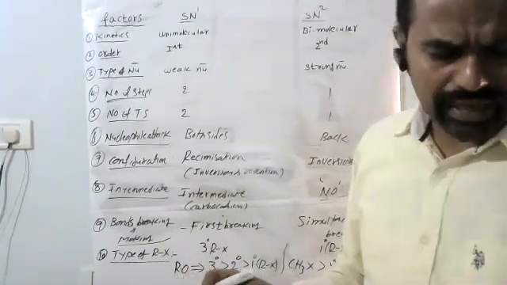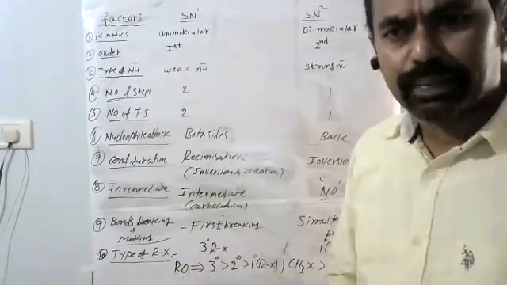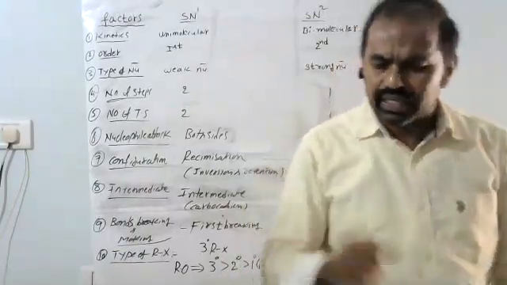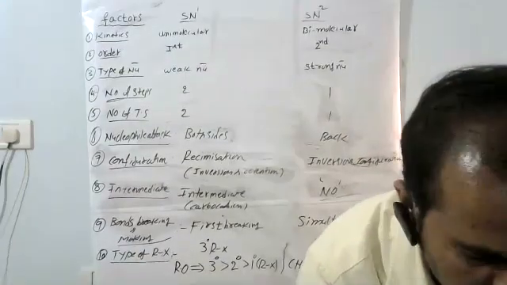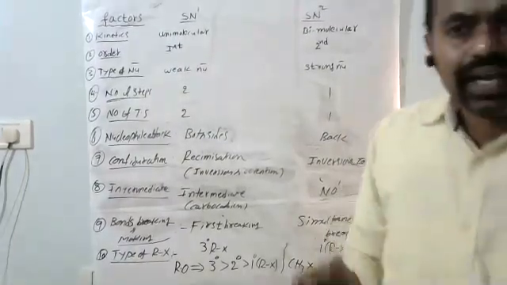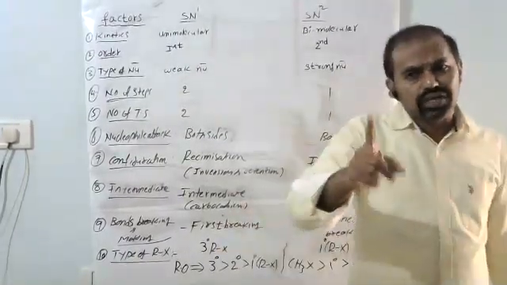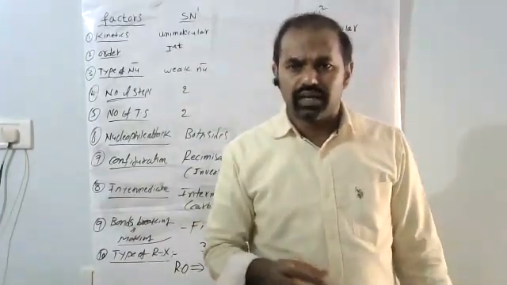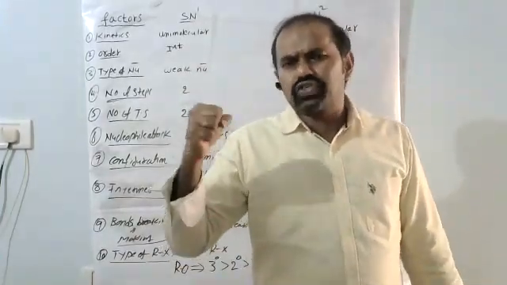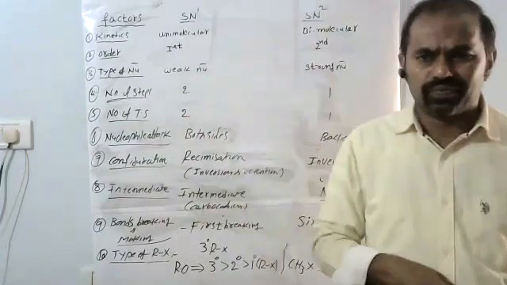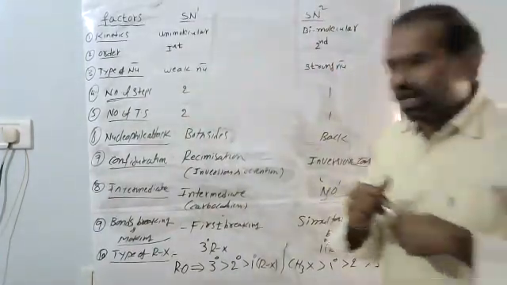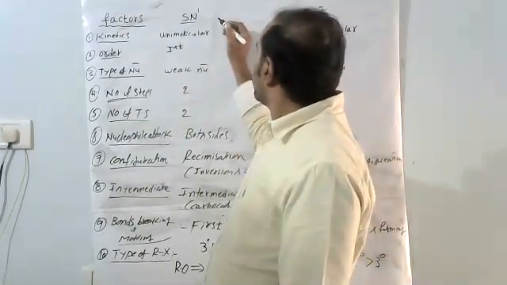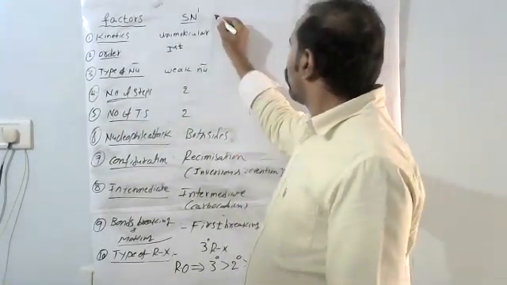Compulsorily for SN2 reaction, the rate of reaction depends on the strength of the nucleophile. Why? Because the rate of reaction is directly proportional to the concentration of the nucleophile. More concentration, so the rate is also more. Strong nucleophile. How can we judge nucleophile strength? I will give 3 points.